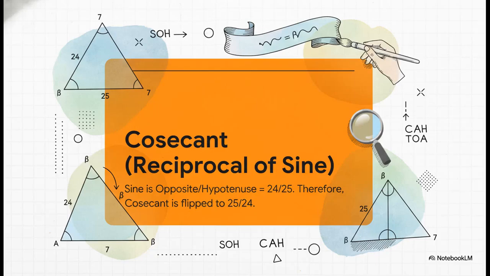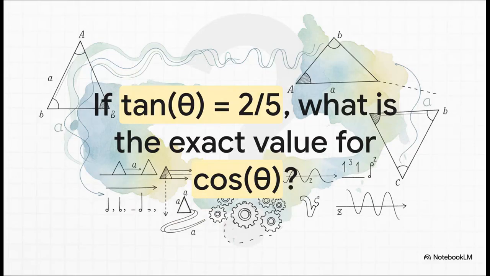We're looking for cosecant. What's that? Oh, yeah, it's just the reciprocal of sine. So first, let's find sine. SOH, opposite over hypotenuse. From beta's point of view, the opposite side is the one we just found, the 24. So sine is 24 over 25. To get cosecant, all we do is flip it, 25 over 24. Easy. All right, time for the boss level.